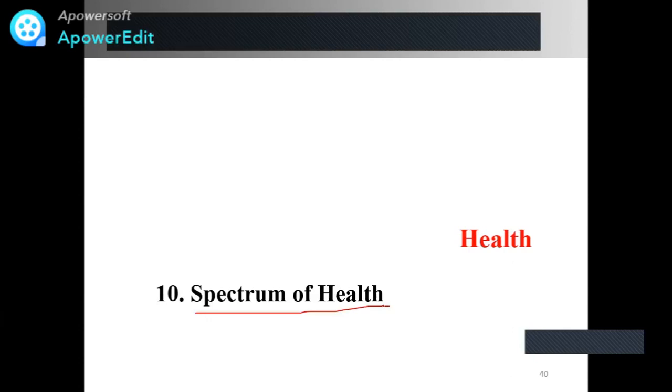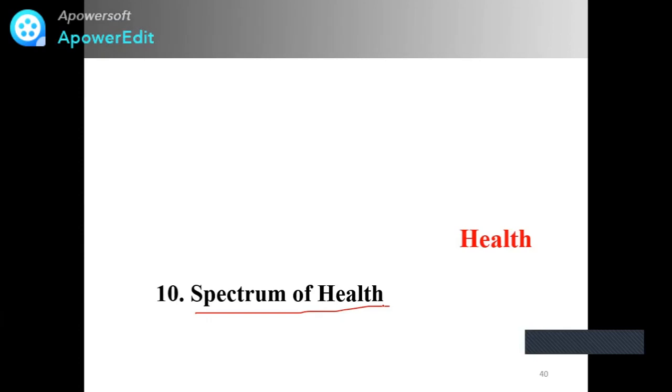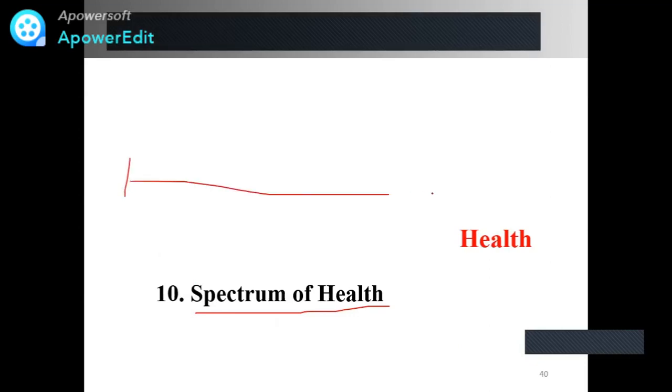Then this is another idea about health: the spectrum of health. Spectrum means to classify something in terms of its position on a scale between two extreme points. So one point, there is another point, then we are thinking about these two points and in between these two points. This is the spectrum.